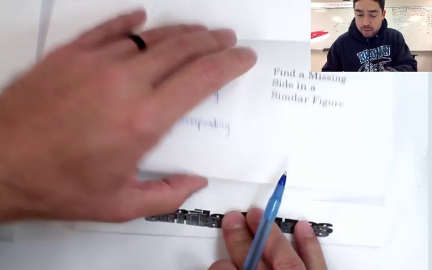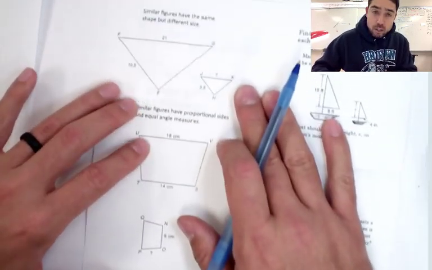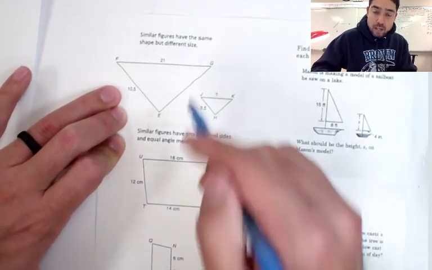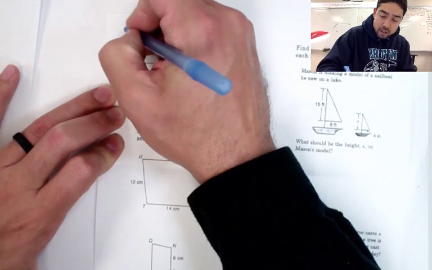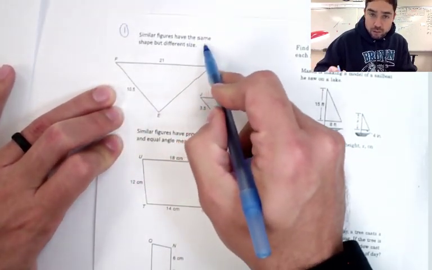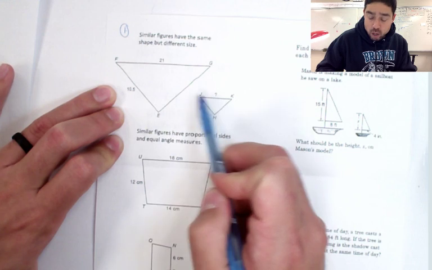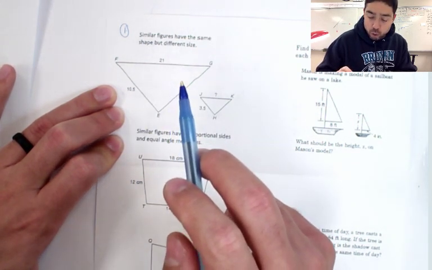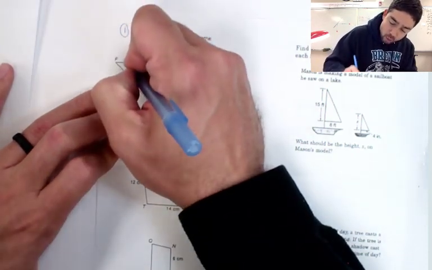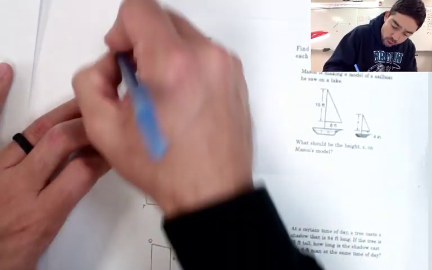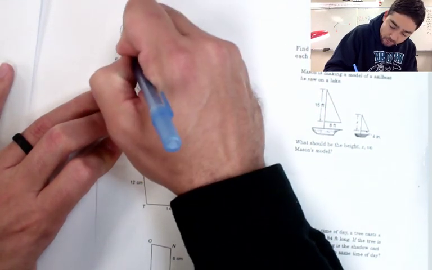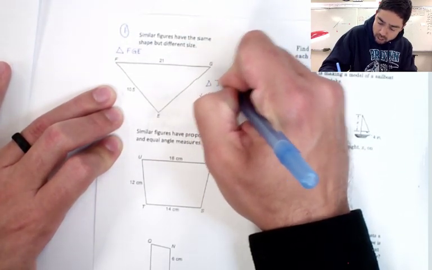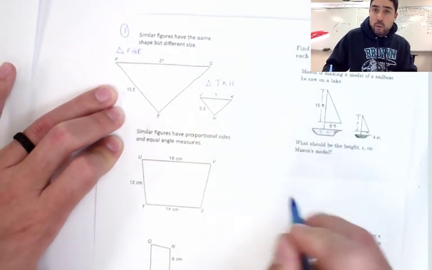So after you've copied all this down, your foldable's ready. When you open it up, it's going to open up to these figures right here. It says similar figures have the same shape but different size. So this is one property right here. Notice these two triangles are the same shape but they're different sizes. We talked about they had to have congruent corresponding angles, which means we're going to call this triangle FGE, and we'll call this triangle JKH.